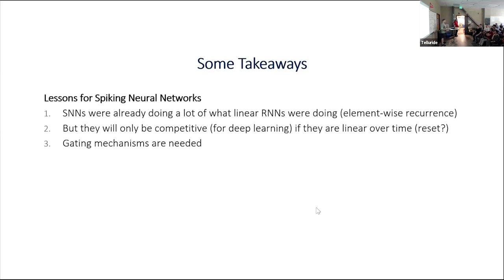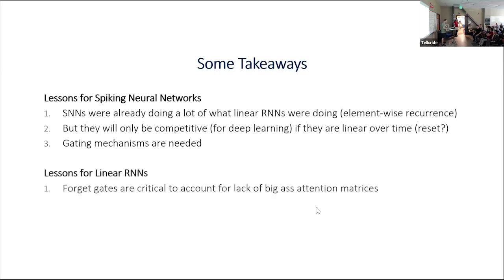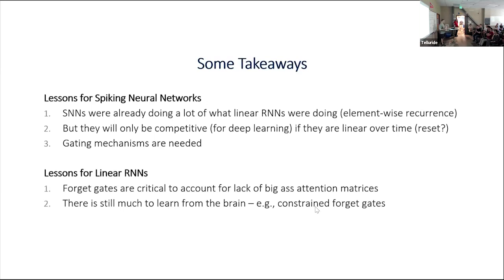Gating mechanisms are also needed. A single-dimensional hidden state is just not going to cut it. If you want to be competitive, you need to introduce big gates, control gates, and that's honestly okay. Neurons are far more complex than a single-dimensional recurrent model. Lessons for linear RNNs, going back: forget gates are critical to account for the lack of these huge attention matrices. There's still a lot to learn from the brain. Those constrained forget gates are, in my opinion, kind of neuromorphic. So maybe there's a little bit more there.